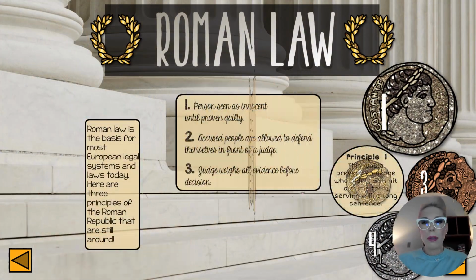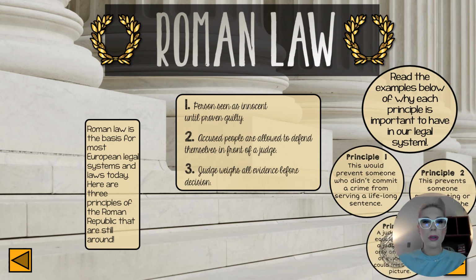So what about Roman law? Okay, they were built on principles. A person is seen as innocent until proven guilty. Does that sound familiar? As in the United States, accused people are allowed to defend themselves in front of a judge. Is that what the United States is built after? And the judge weighs all evidence before a decision. That sounds like the United States too.